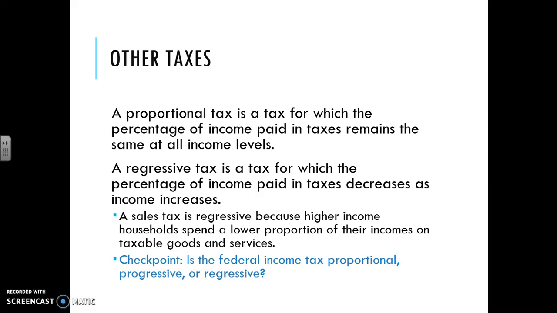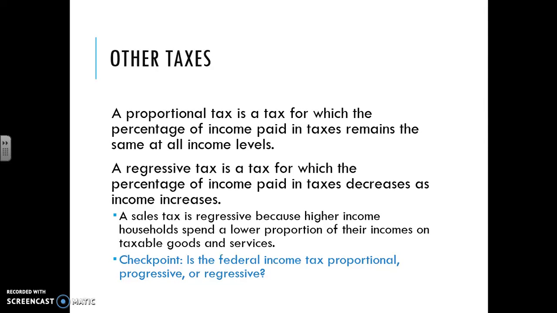There is a proportional tax, and that's a tax for which the percentage of income paid in taxes remains the same at all income levels. It's also known as a flat tax, meaning if we say there is a tax that's 7%, then no matter what income you make, you take that income and figure out how much 7% of that is, and that's the taxes you owe.